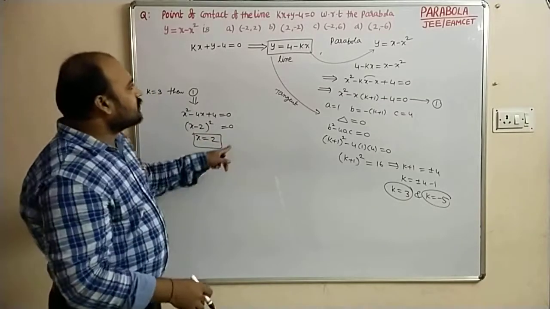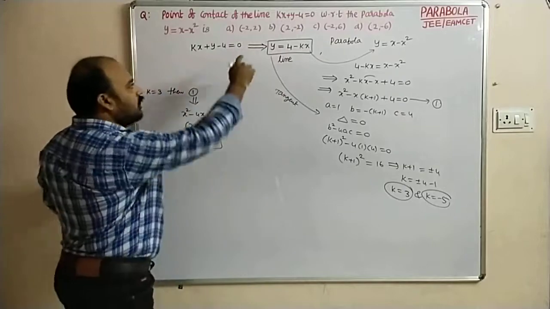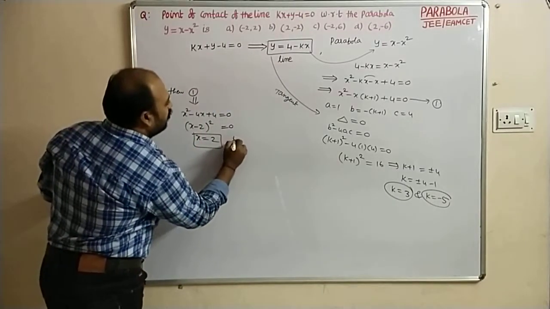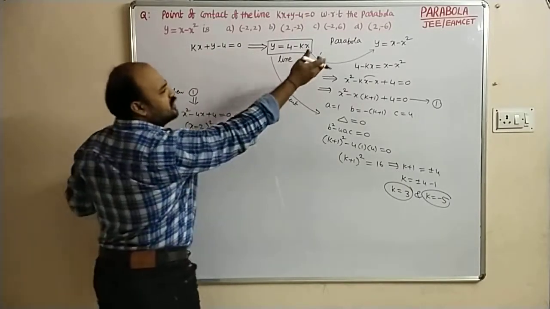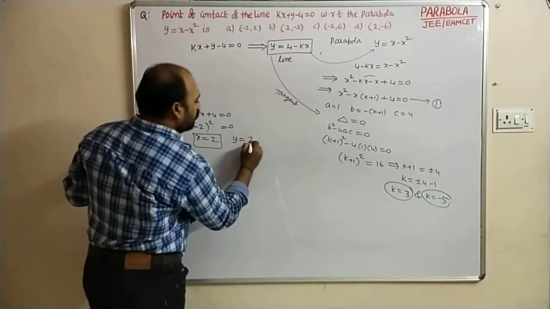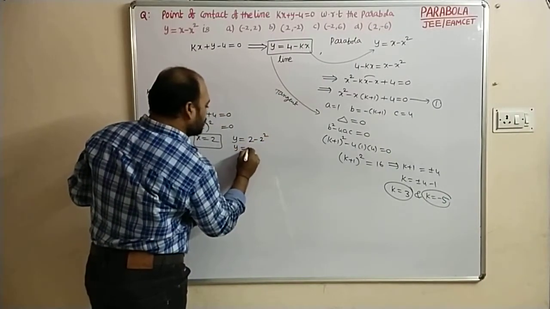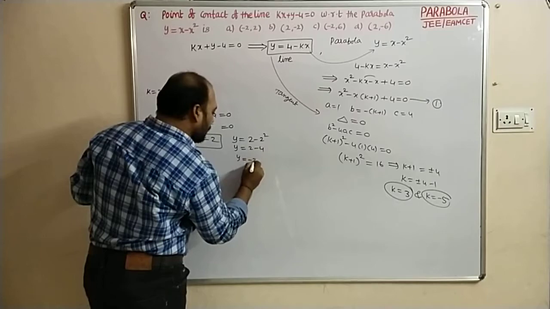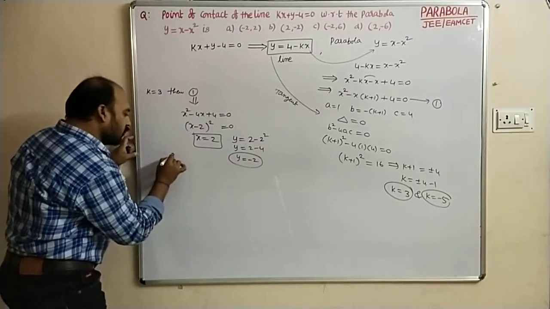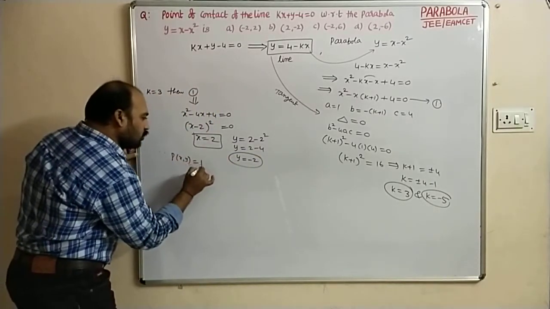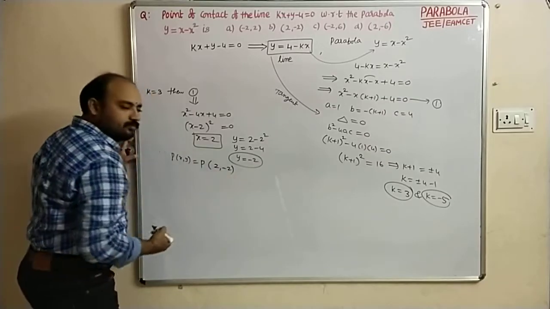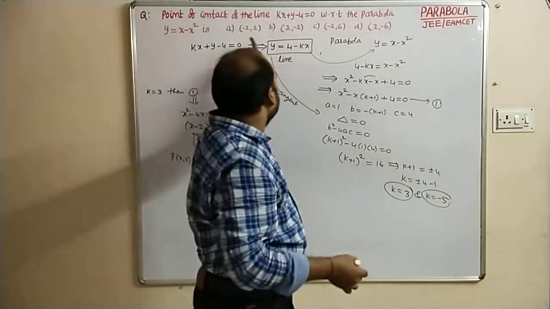X is equal to 2, substitute in this k value, or either in this parabola also we can substitute. 2 minus 2 square, 2 minus 4, which is equal to y equal to minus 2. Therefore, the point of contact P of x comma y equal to P of 2 comma minus 2, which is there in the options, 2 comma minus 2.